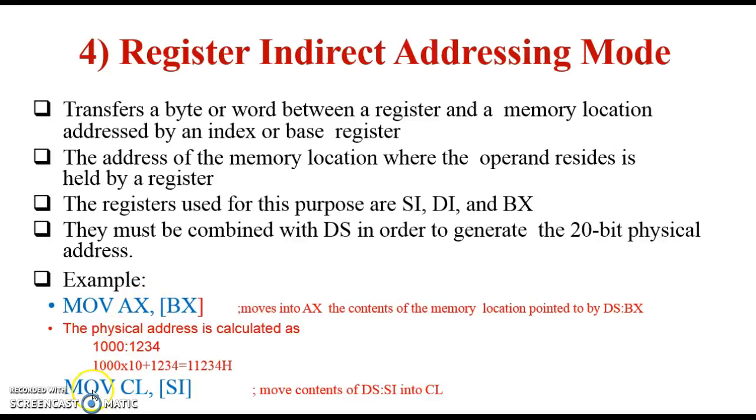So whatever the content of this memory location is copied into the register AX. In the next example, move CL, in bracket SI. In this example, it moves the content of DS:SI into the register CL.